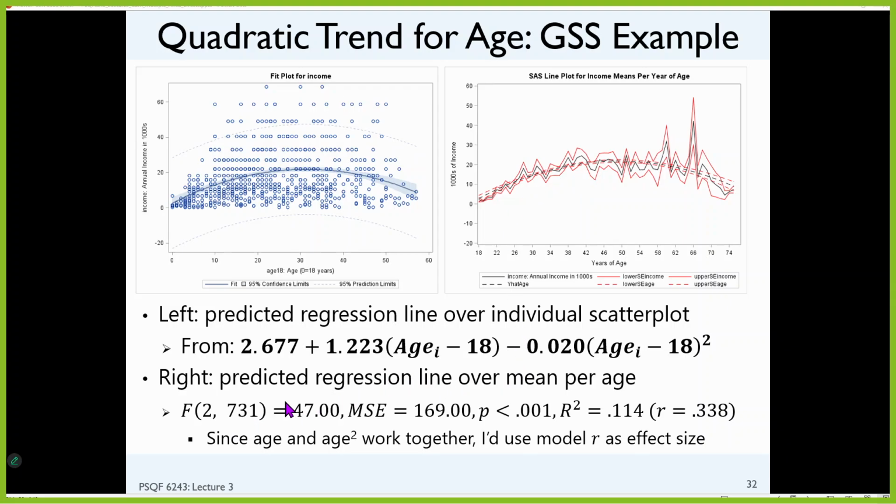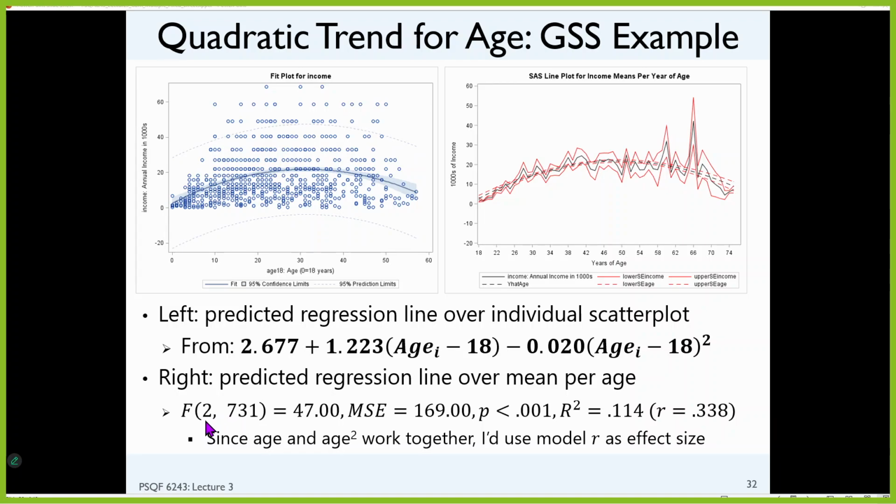So for something like this, the slopes work together to describe the relationship between age and income in the same way that the slopes work together for our grouping variables of working class last time. So it takes both working together to make this trend. Therefore, we want to have a test of both.